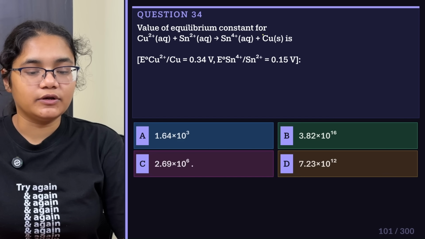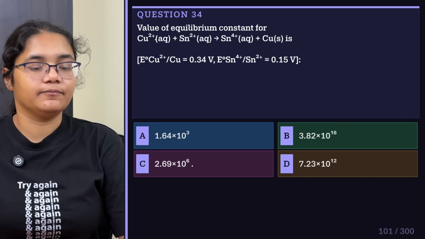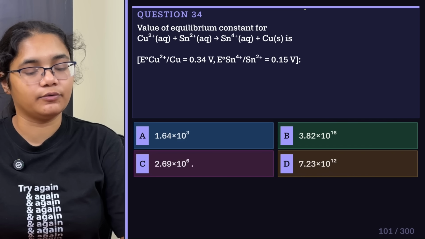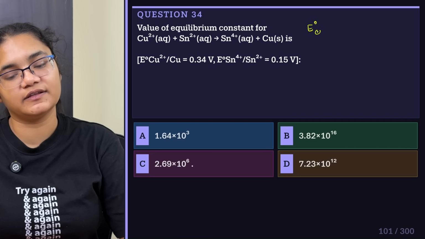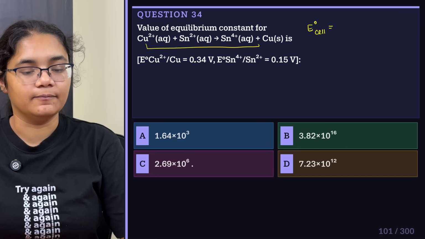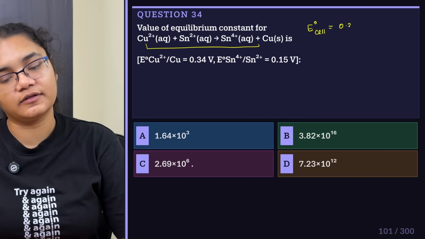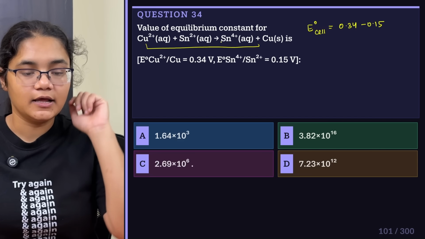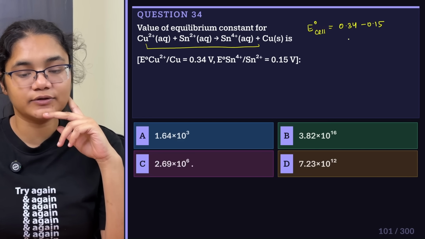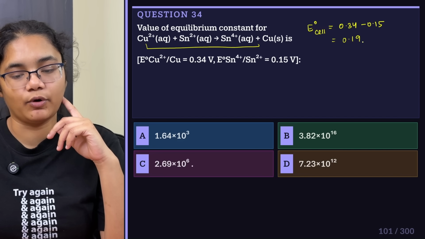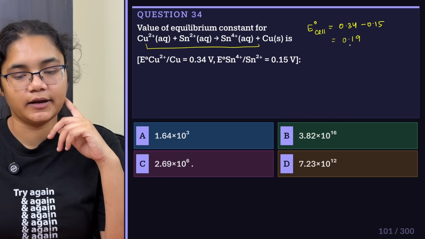Next, the value of the equilibrium constant for the reaction here. If you see, Cu2+ is undergoing reduction, Sn is undergoing oxidation. So what is the E naught of the cell? It is cathode minus anode. So copper minus tin. Copper is 0.34 and this one is minus 0.15. So that will give me 14 minus 5 is 9, so this one will give me 0.19. I think I'm doing it correctly.